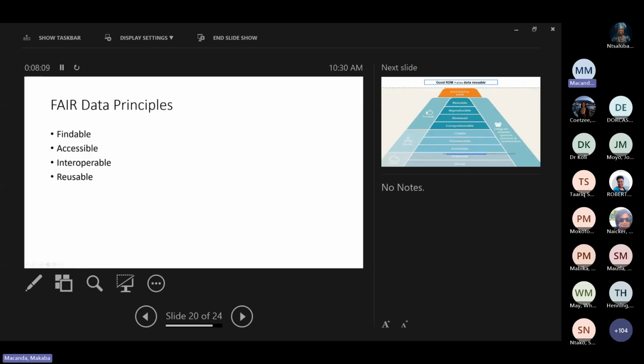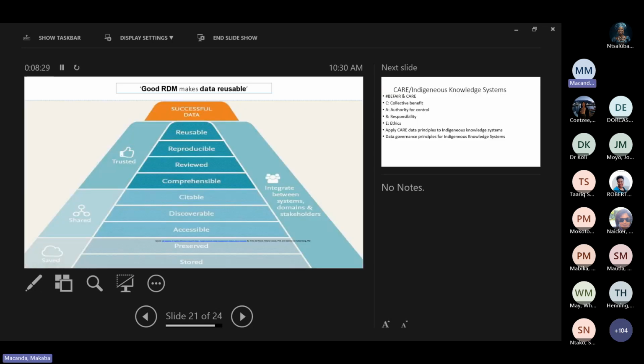And the FAIR data principles: it means findable. The data must be findable, must be accessible, it must be interoperable, it must be able to work across other software, and it must be reusable, ensuring that the data is good science. So what makes good RDM? Successful data is reusable, reproducible, reviewed, and comprehensible. It is citable through your DOI that permanently and uniquely identifies your data sets. It is discoverable through other repositories. It is accessible, preserved, and stored.